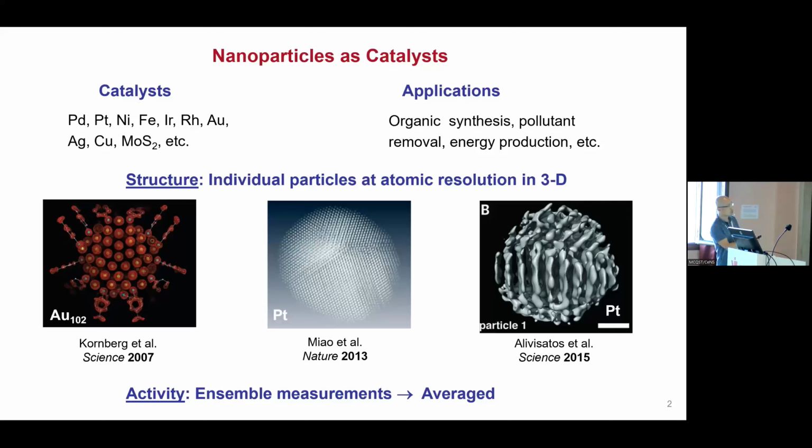Now, on the structure side, one can study individual particles down to atomic resolution in 3D, and shown here are just a few selected examples from literature where you can see the structure of a single particle where every atom can be positioned in XYZ space. On the activity side, they have been mainly measured at the ensemble level. So what you get is the averaged catalytic behavior of a collection of particles that could be hundreds of thousands.